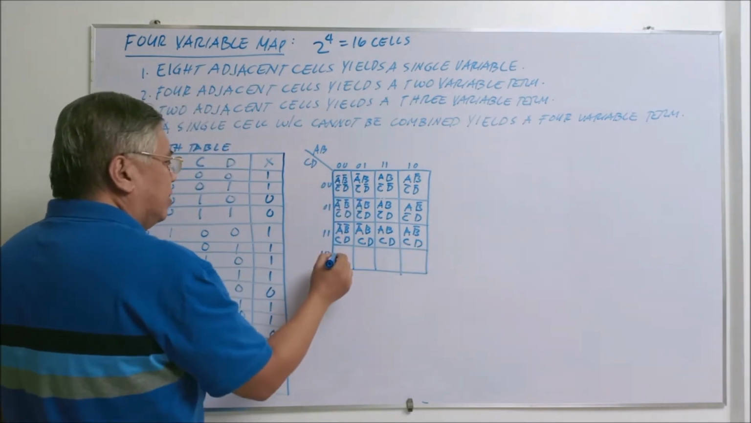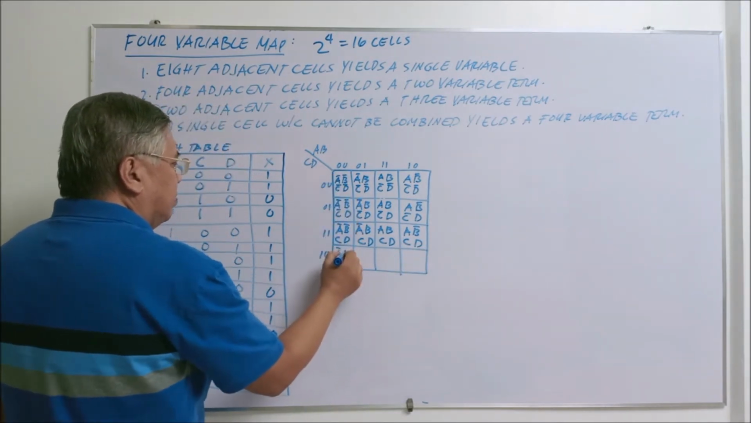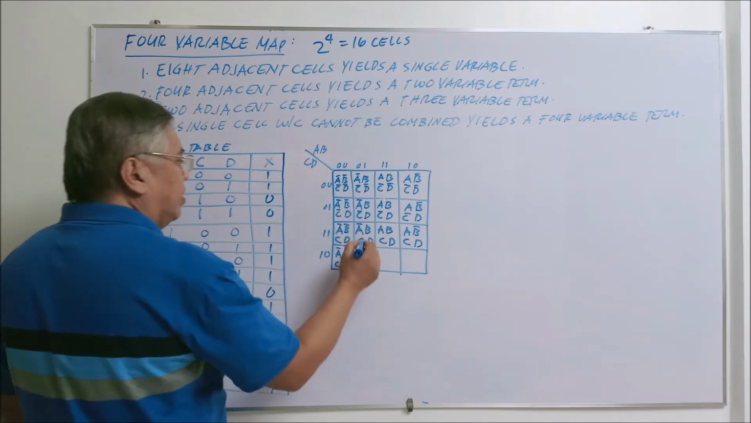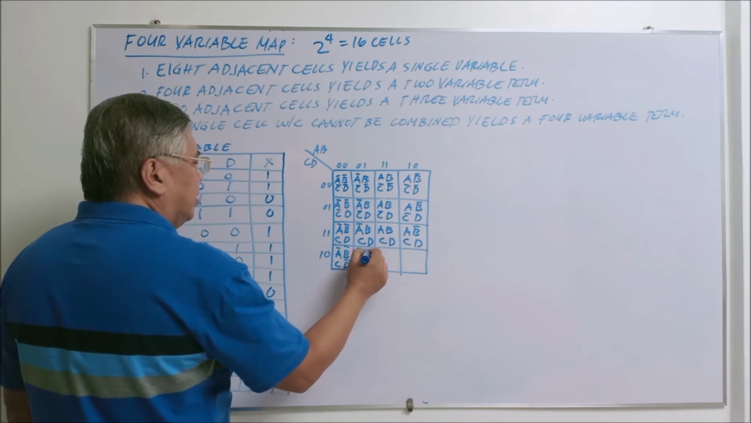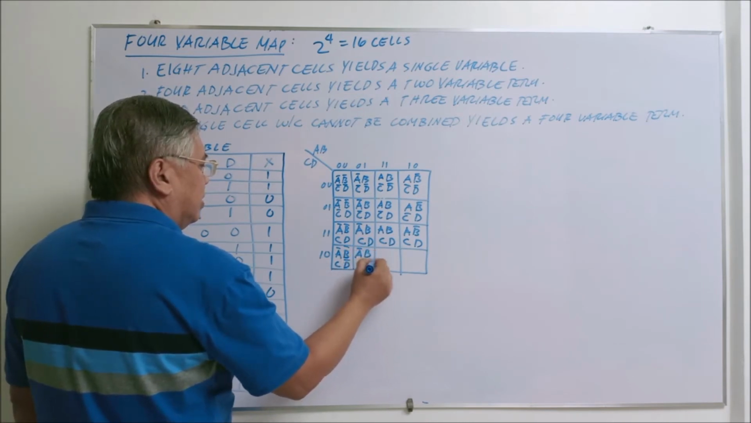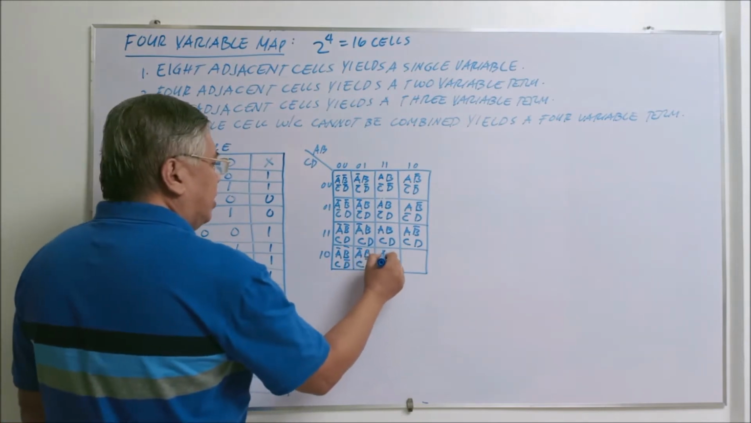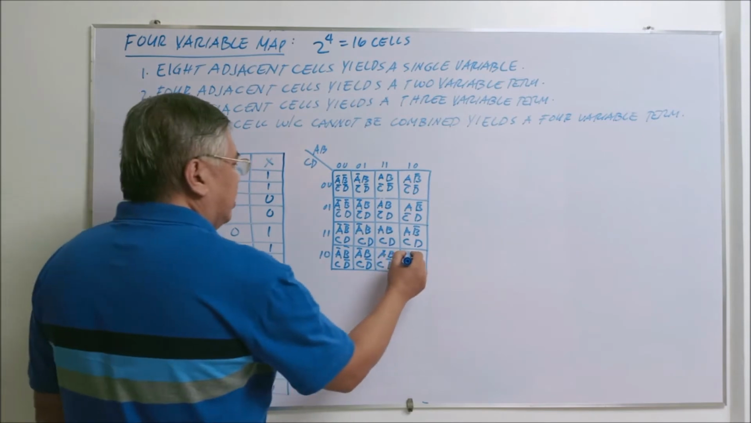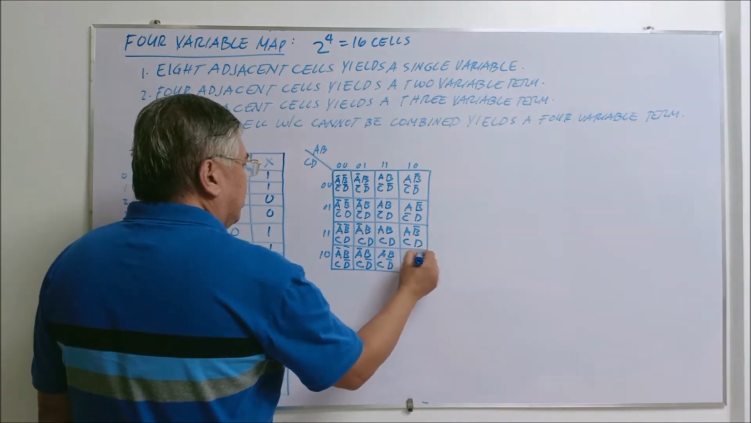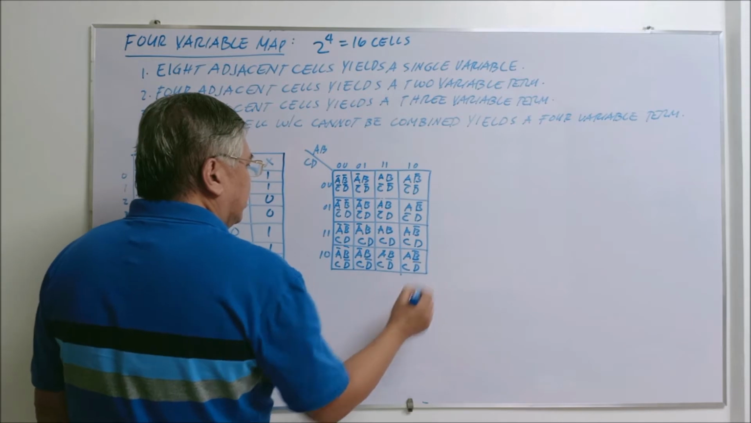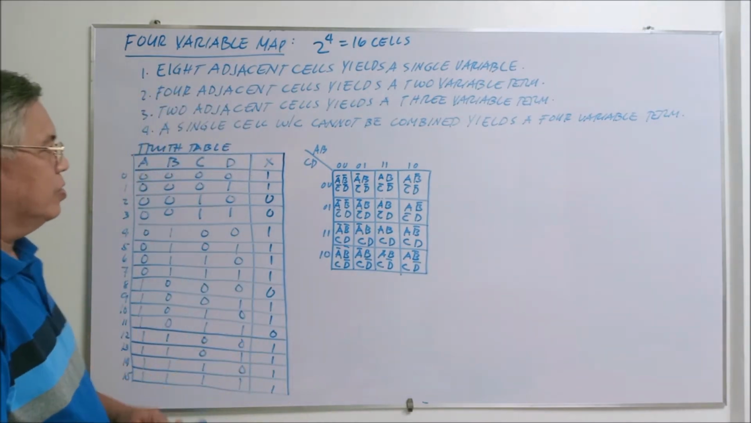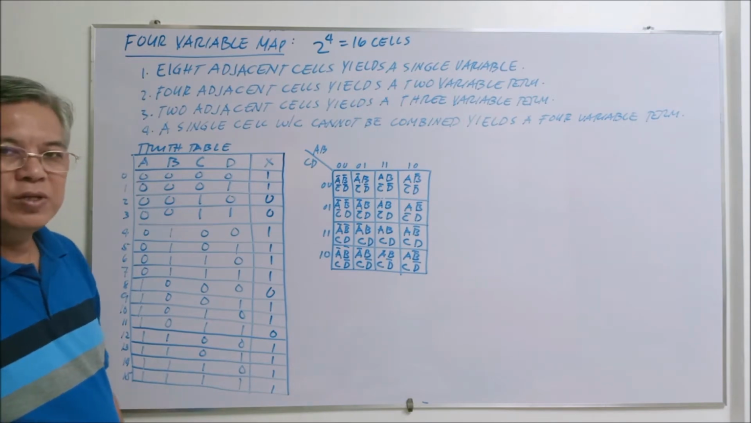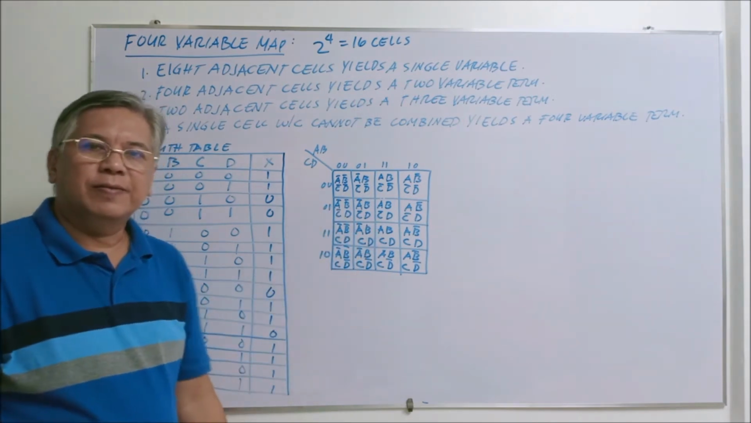And then here you have A bar, B bar, C, D bar. Then you have A bar, B, C, D bar. And then you have A, B, C, D bar. Then A, B bar, C, D bar. Okay? So this will be our product or sum of product expression, or map equivalent.